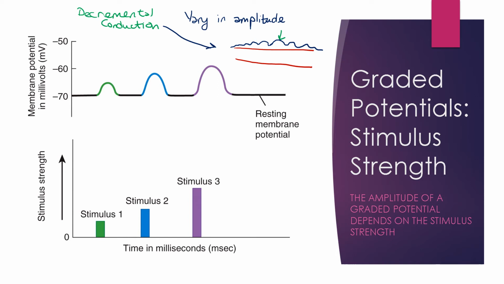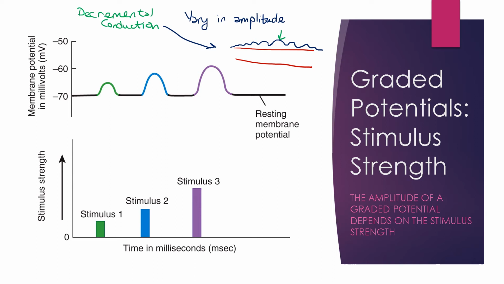So this is the exact definition of decremental conduction, and this happens with graded potentials. So they're going to die out within a few millimeters, so because of this, graded potentials are really only useful for short distances. So in this graph on the bottom here, you can see that membrane potential changes are going to be very dependent on the strength of the stimulus.